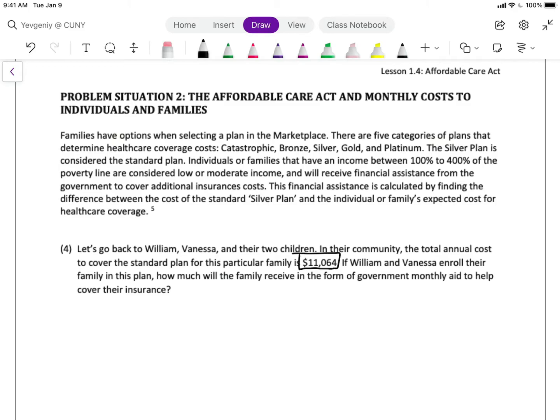All right, so that's how much the plan actually costs. If William and Vanessa enroll their family in this plan, how much will the family receive in the form of government monthly aid? Monthly aid to help cover the insurance costs. So first, what I would like you to do is to calculate what is the monthly cost of this plan.